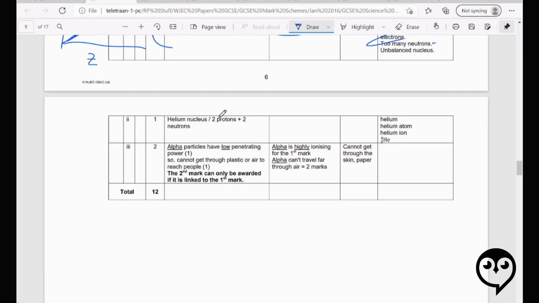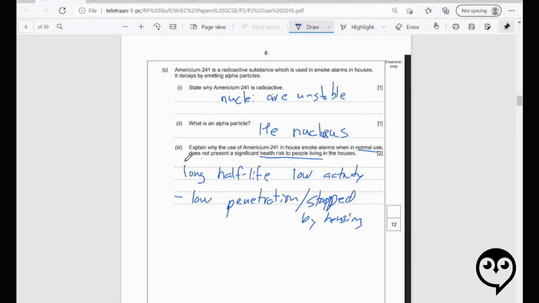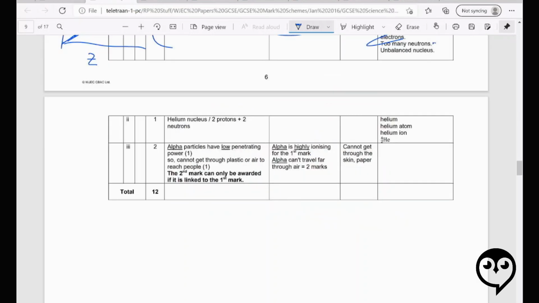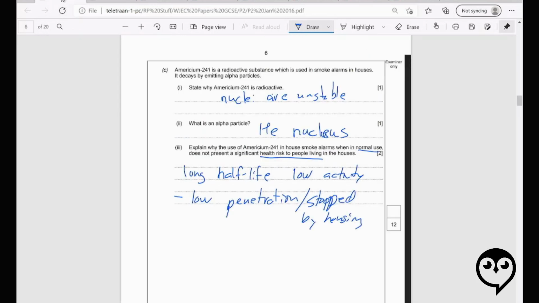Right, we said a helium nucleus. You could have said an alpha particle was 2 protons and 2 neutrons. That's fine. Right, what did they say for the last one? Why would we use americium here? They said alpha particles have low penetrating power. Ooh, I said low penetration. I'm not writing a full answer out like you should be doing, though. And we've only said low penetration. No, it's not the americium that's got low penetration. It's the particles that are released in radioactive decay, which is the alpha particles.